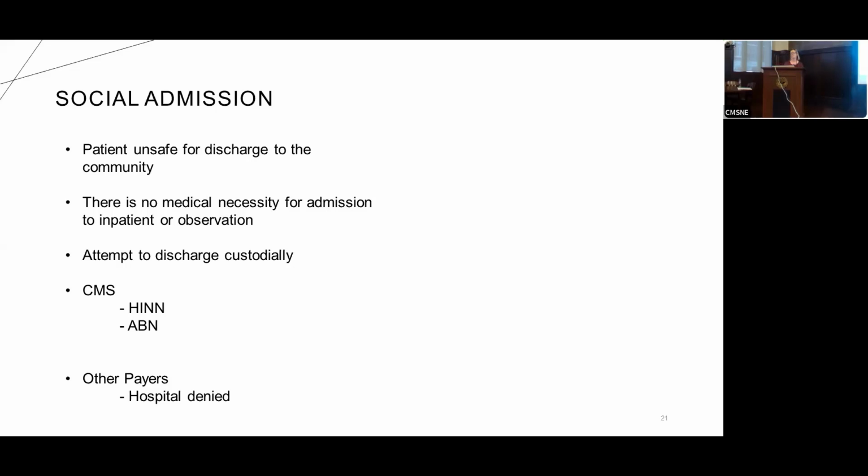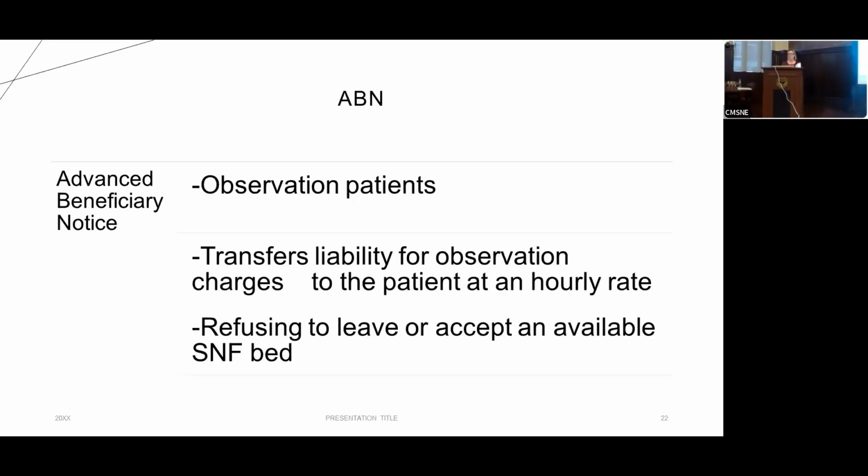If you are unable to discharge them where they need to go, you have options of HINs or hospital issued notices of non-coverage, or ABNs potentially. With the other payers, the hospital is just denied and the case management staff and UM staff continue to work very hard to try to discharge the patients. So ABNs.